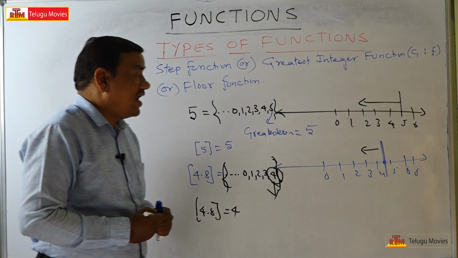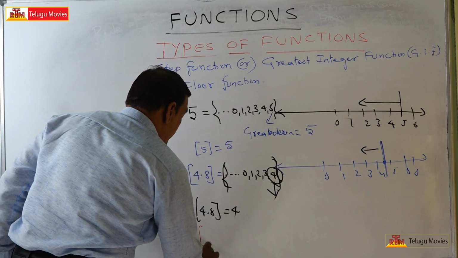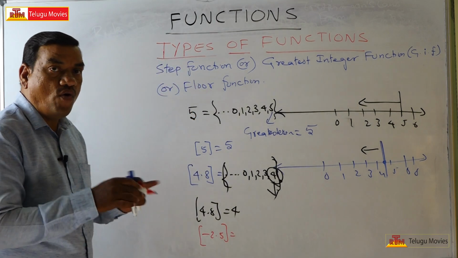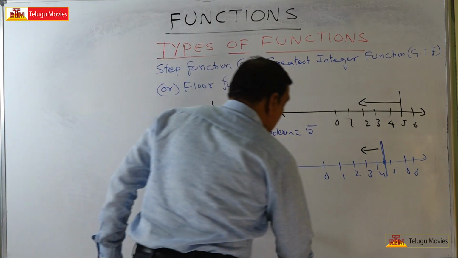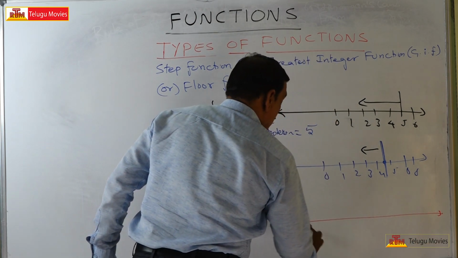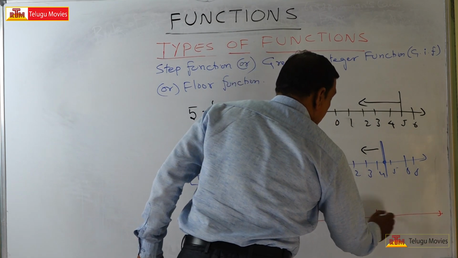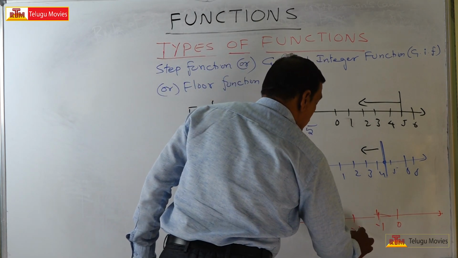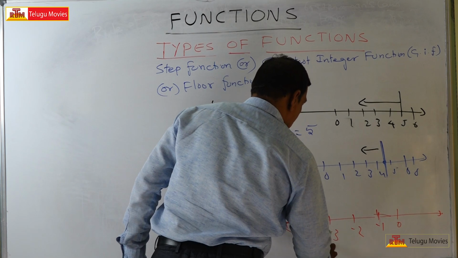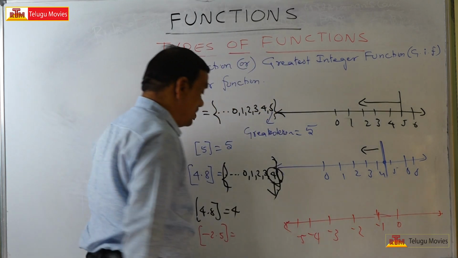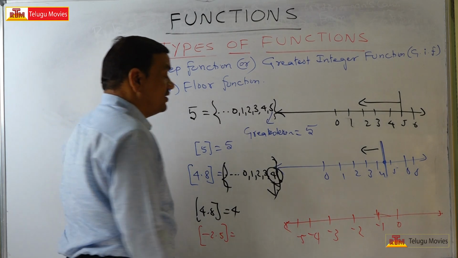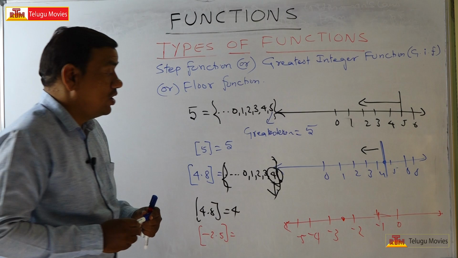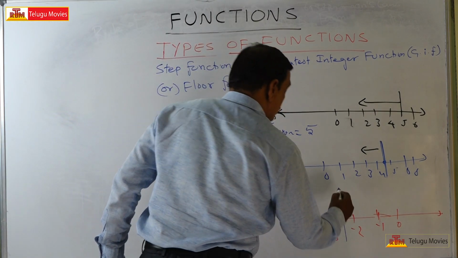Okay, now coming to the negative direction. For example, if it is minus 2.5, let us see what happens. Step of minus 2.5. Draw a number line. Here we can take this as 0, and then minus 1, minus 2, minus 3, minus 4, minus 5. Minus 2.5 is between minus 2 and minus 3, here. Okay, right.